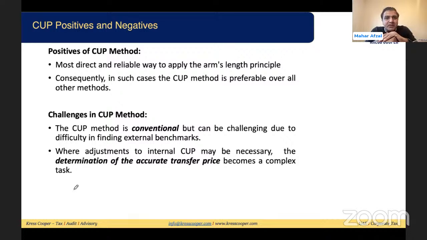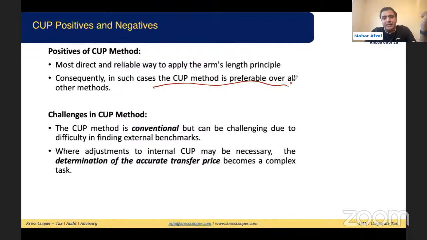What are the positives of this method? It is the most direct and reliable way to apply the arm's length price. Yes, this is a very direct method, because whatever price I'm charging to a third party, the same price I need to charge to the related party as well. The CUP method is preferable over all methods. It has been given in the OECD guidelines. This is the line I have taken from there.